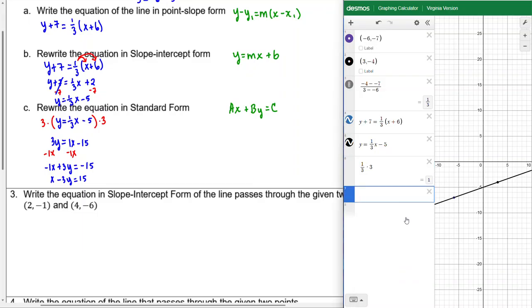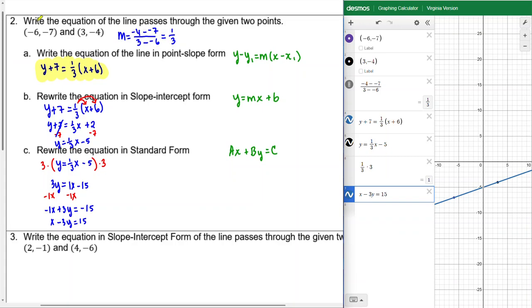Let's go ahead and see if it works. So you have x minus 3y equals 15. Yep, there you go. That works. That's it. So the answers are right here. Let me go ahead and highlight them. So this is written in point slope form. Again, you can use either this point or this point. There's two point slope forms. You have your slope intercept form, and then you have your standard form.